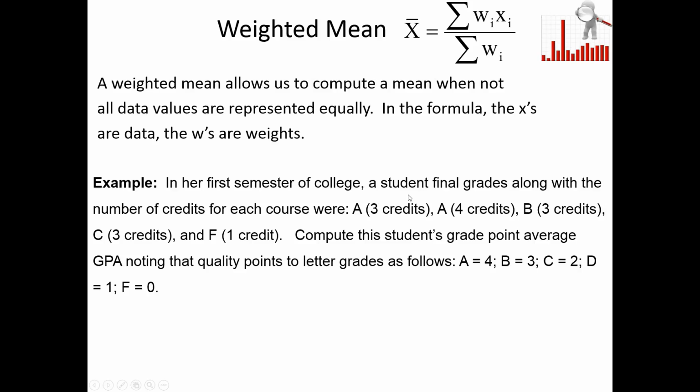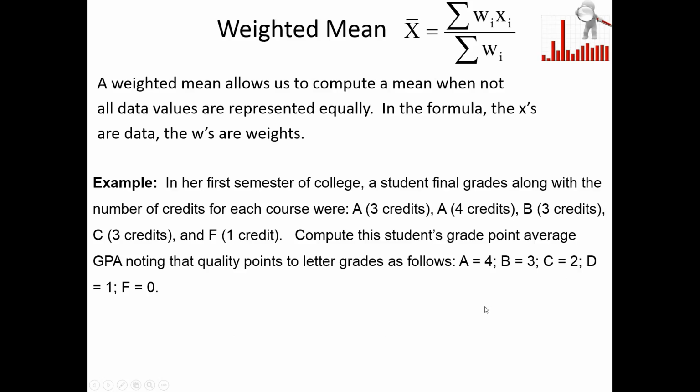So what happens in this example? A student's final grades, along with the number of credits for each course, were A in a 3-credit course, A in a 4-credit course, B in a 3-credit course, C in a 3-credit course, and F in a 1-credit course. Compute the student's GPA, noting that quality points for letter grades are as follows. So A is equivalent to 4, B is 3, C is 2, D is 1, and F is 0.